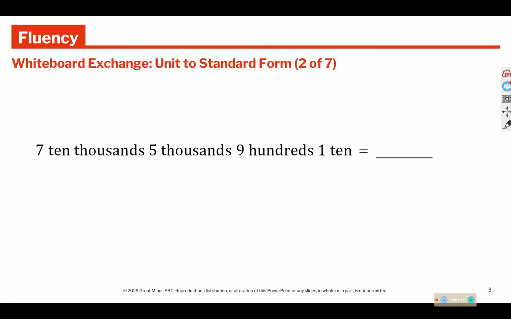Give this one a try. Remember from the previous lesson, if it doesn't mention a place value, you put a 0 as the digit for that place value. In this case, it does not have any ones mentioned, so you should have a 0 in the ones place. We're going to reveal in 3, 2, 1.